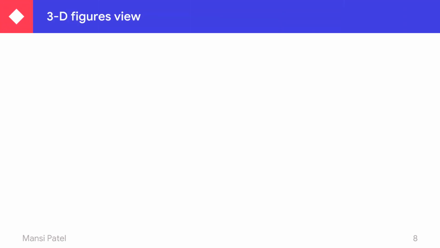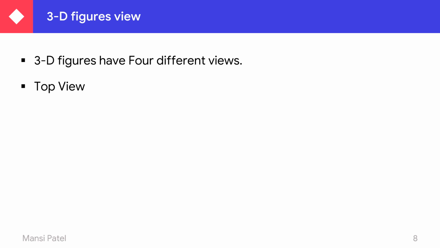So we can say that 3D figures have four different views. How many views do 3D figures have? Four different views. First, top view. When you see any image from the top, you can see a partial shape or partial image of that object. That partial image or partial shape is known as the top view.